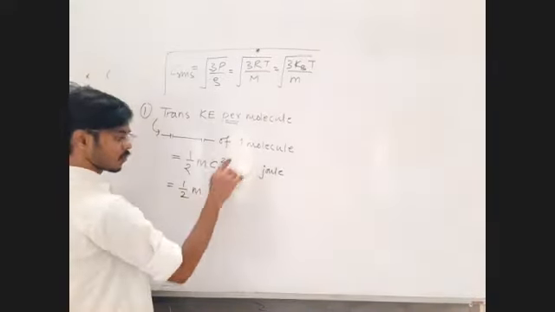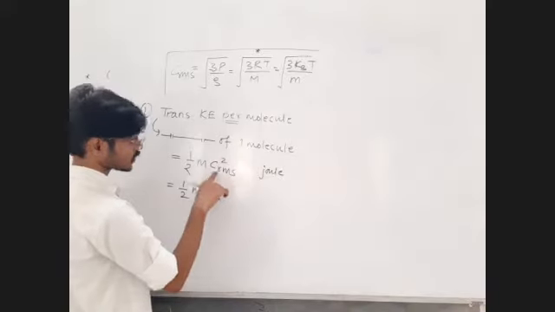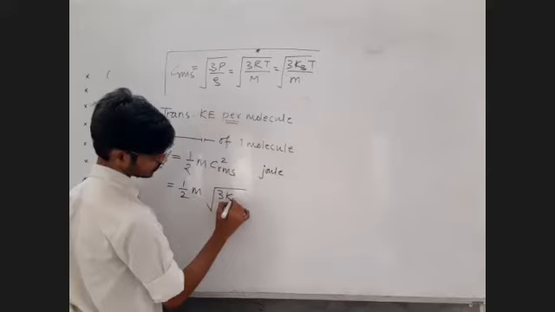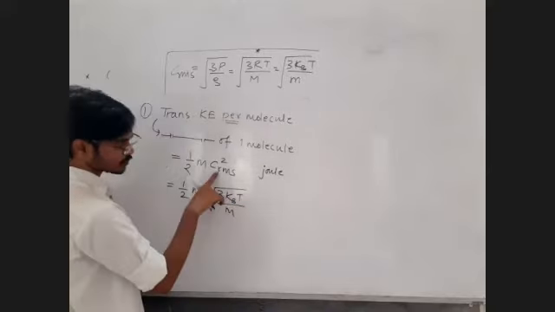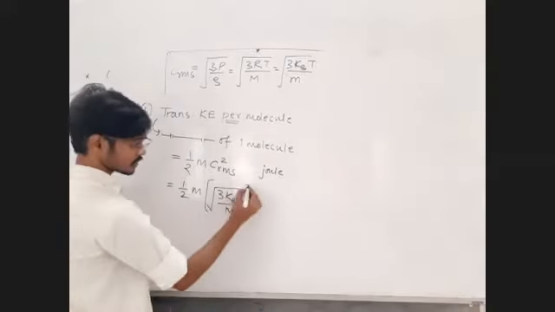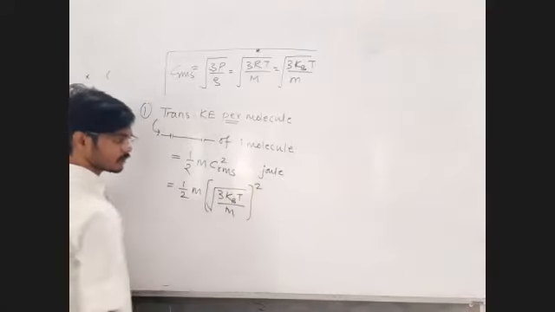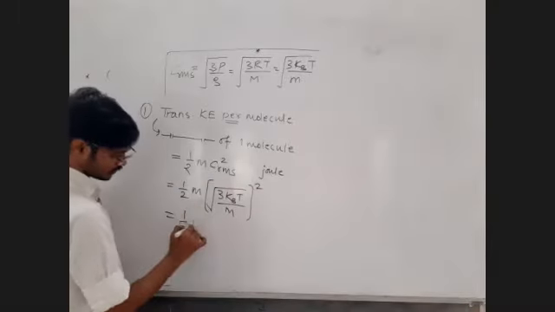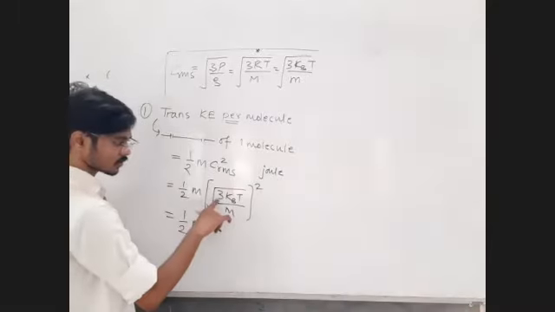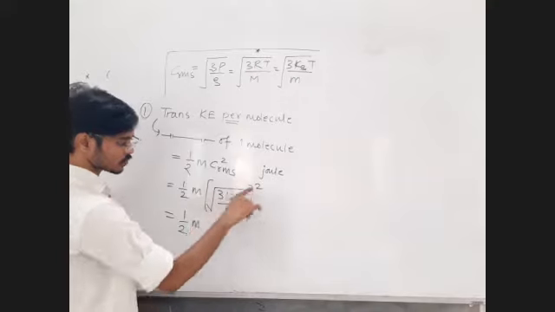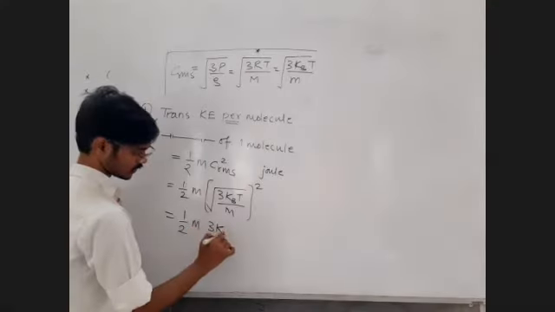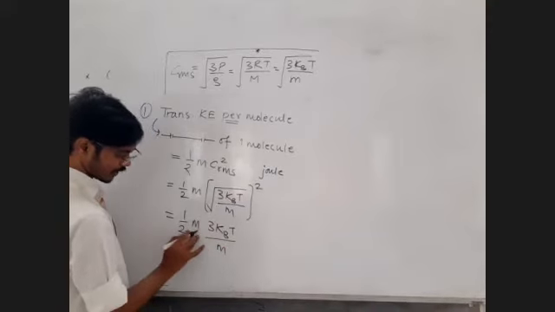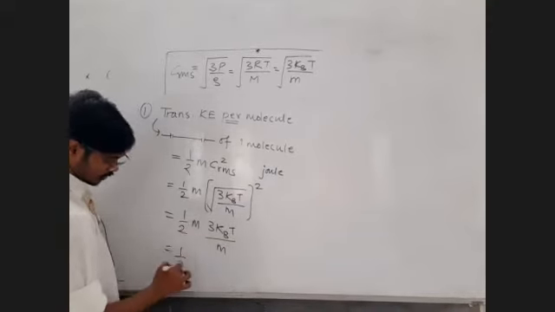Sir, CRMS square, but let us first write CRMS. CRMS is under root 3 kBT by m, in terms of small m. But sir, CRMS is to be squared. Okay, fine, sir. So that becomes 1/2 this m as it is. The square and square root cancel, so that will give us 3 kBT by m. Sir, this m and this m cancel. Yes.